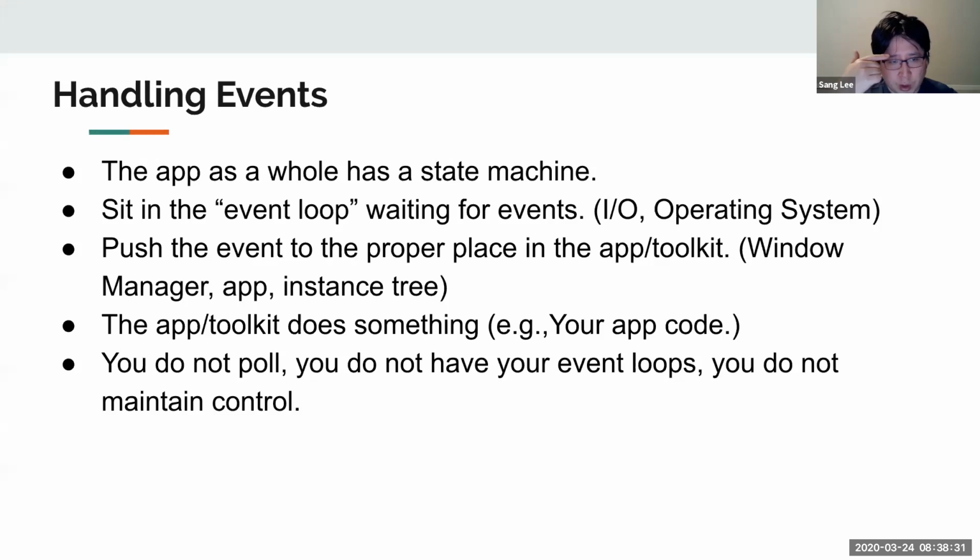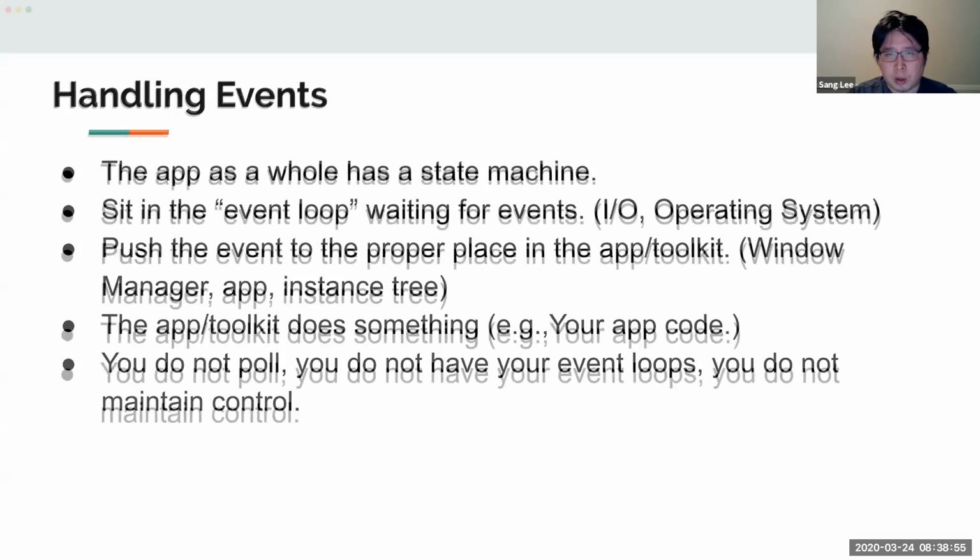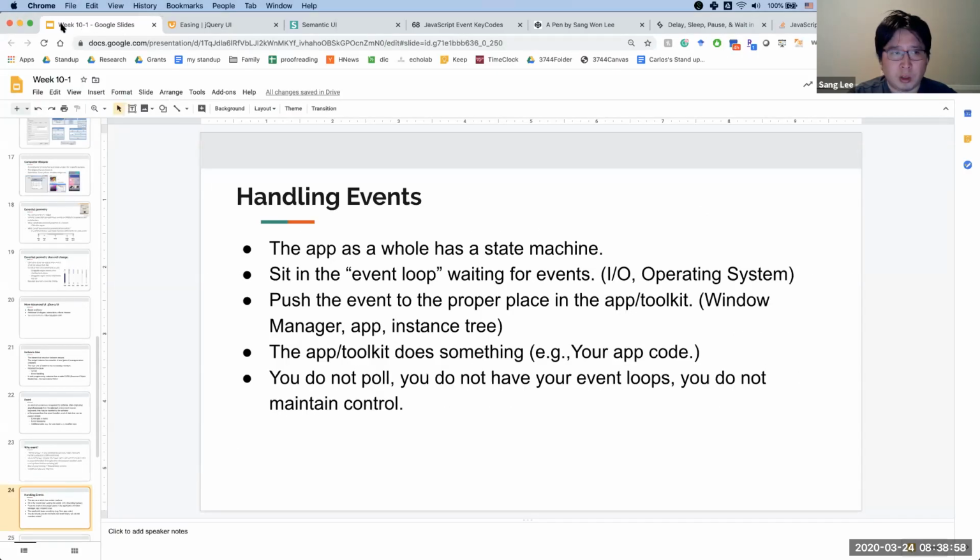Whenever an event happens, it's going to push the event to the app and toolkit. For example, if I click somewhere, it is the operating system that captures that event. If I click here, it's going to send that event to Google Chrome in this case. But if I click somewhere else, let's say this place or this place, it's going to send the event to Zoom, or to a different application.